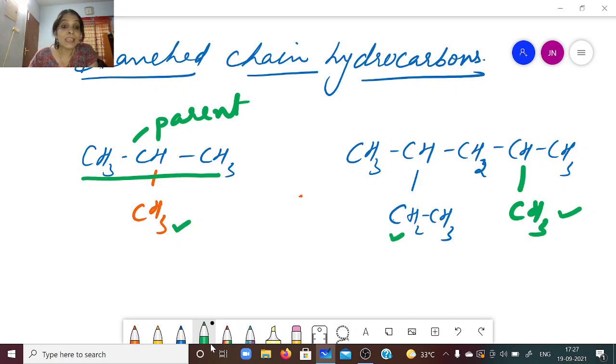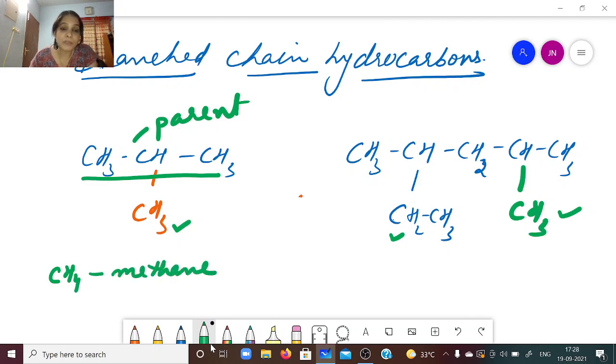So how can we name the branches? That is derived from the parent name. That means one carbon hydrocarbon's name is methane. We have already studied that, isn't it? So you should know the first ten alkanes thoroughly. Only one carbon: that hydrocarbon is CH4, and its name is methane.